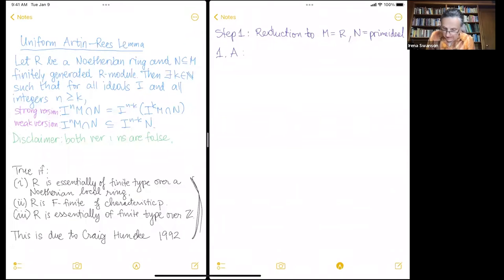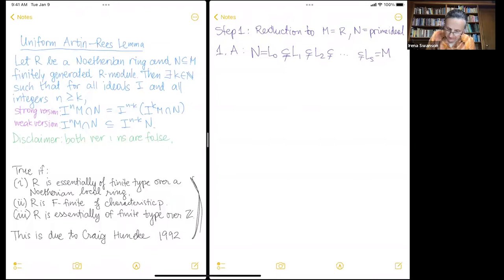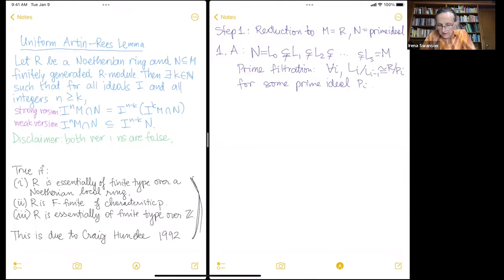Part A: N is a submodule of M, and let's call this L0. We now form a prime filtration, and maybe we finish at L sub s. So we have a prime filtration, which means that for all i, the quotient Li mod Li minus 1 is isomorphic to R mod Pi for some prime ideal Pi. I trust that you have seen this before, so I will not go through the proof.